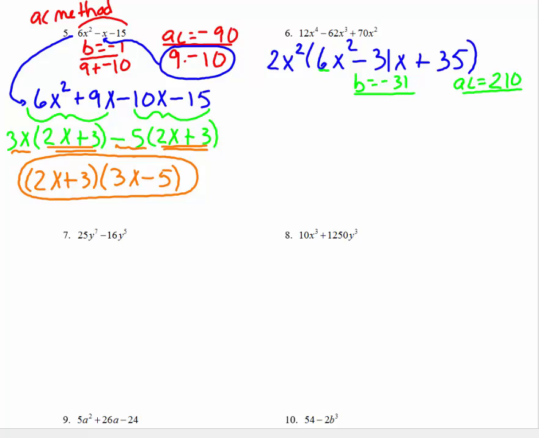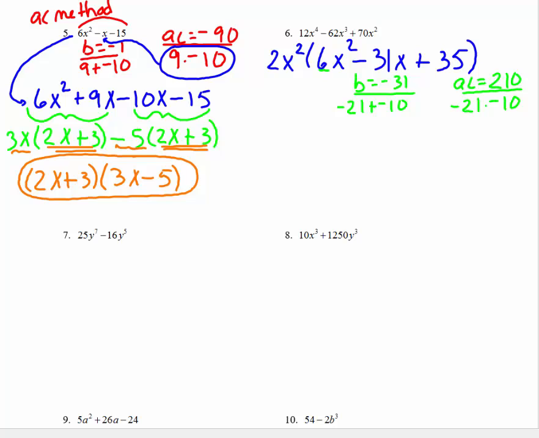You might want to grab a calculator and do 210 divided by 2 divided by 3 and just start listing all the different factors. The factors that actually work are negative 21 times a negative 10. When I multiply two negatives, I get a positive, but if I take the negative 21 and I add a negative 10, I get the negative 31.